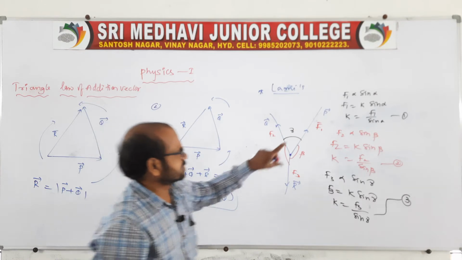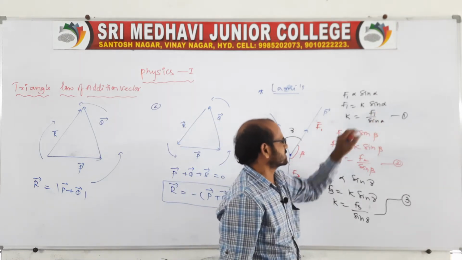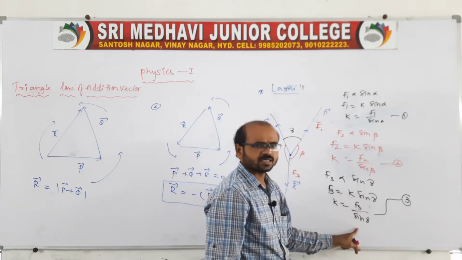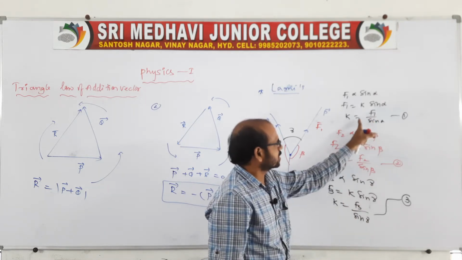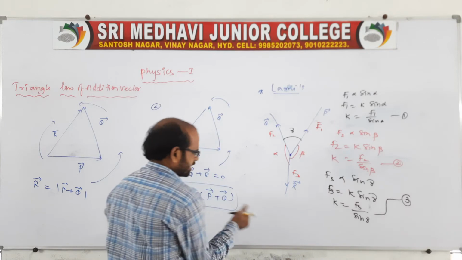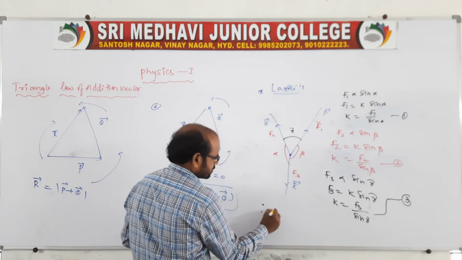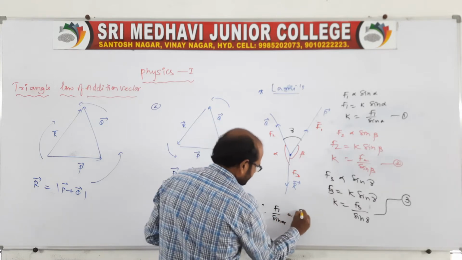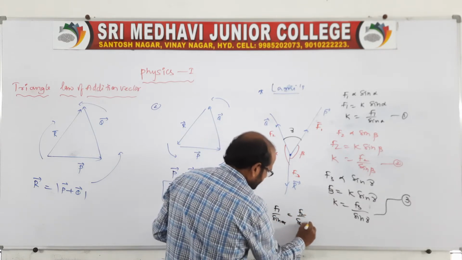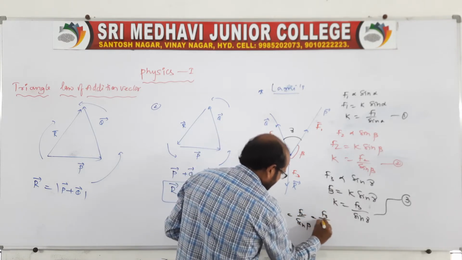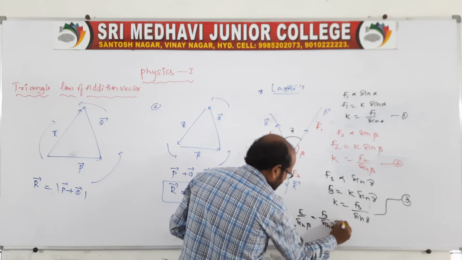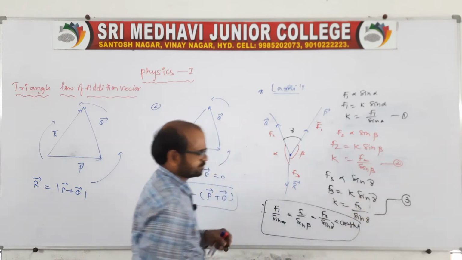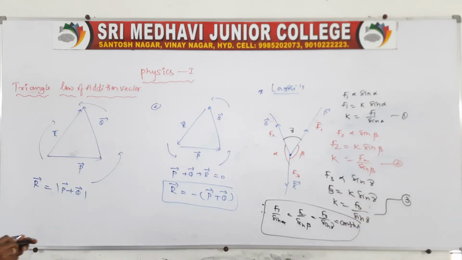Now look at equation 1: k is equal to F1 by sin alpha, k is equal to F2 by sin beta, k is equal to F3 by sin gamma. All three are equal to k, therefore the final expression according to Lami's theorem is F1 by sin alpha is equal to F2 by sin beta is equal to F3 by sin gamma, which is equal to a constant. So this is about Lami's theorem. Lami's theorem will be represented like this.